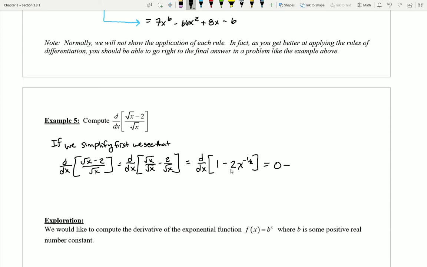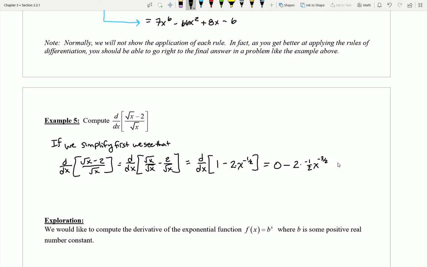Over here, I have 2 multiplied to a function with x, so I'll use the constant multiple rule. I'll leave the 2 alone and just focus on the derivative of the x to the negative 1/2. That can be tackled with the power rule, and that brings a negative 1/2 to the front, and then x to a power that's negative 1/2 but subtracted by another 1. That would bring this to negative 3/2.